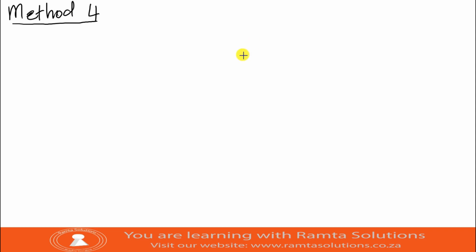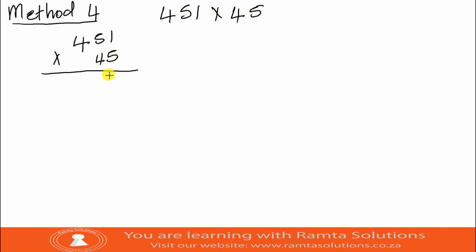So our answer was 400, or rather our question was 451 multiplied by 45. So we are saying, using the column method, 451 multiplied by 45. So what you're going to do is this. This 5 represents a unit, all right? So you will say 1 times 5, what is it? 1 times 5 is 5.